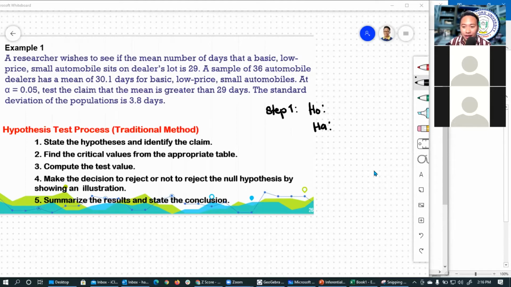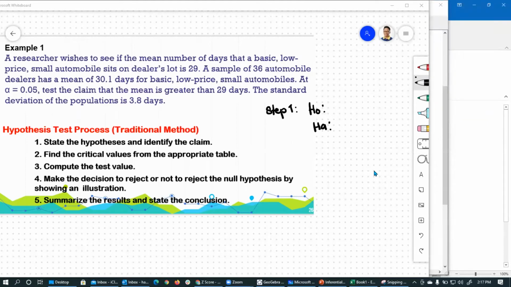Hello, Alisa, are you there? Thank you. Alisa said that the null hypothesis is mu equals 30.01, and the alternative hypothesis is mu greater than 30.01. Okay, thank you so much for that answer, Alisa. Now, we're going to correct it, guys, but Alisa is almost correct. That's a good attempt, Alisa.